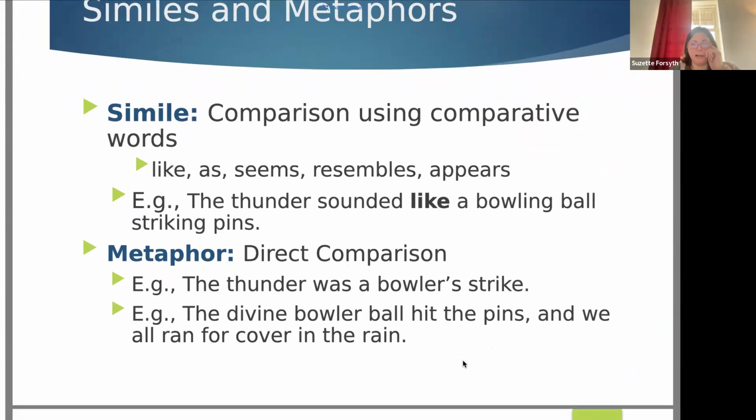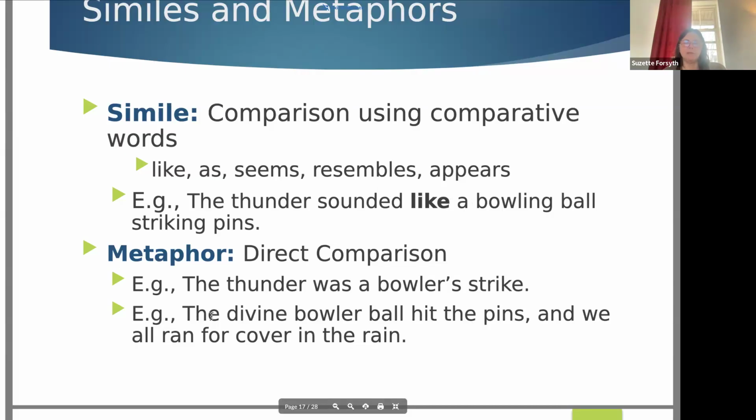Similes and metaphors. I explained our comparisons. One is using comparative language, and the other is a direct one. So here's an example of a simile. The thunder sounded like a bowling ball striking pins. So we've got the word like is the comparison word. We didn't say the thunder was a bowling ball. We just said it was like one. So that's what makes it a simile as opposed to a metaphor, which would be a direct comparison. So the thunder was a bowler's strike, or the divine bowler hit the pins and we all ran for cover in the rain. And what we're talking about is we heard thunder and we ran for cover.